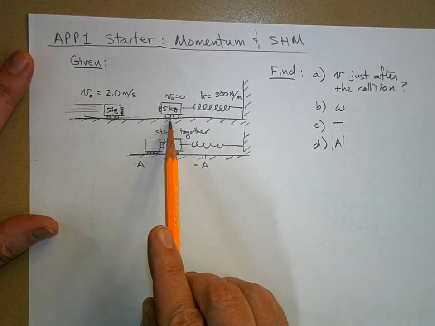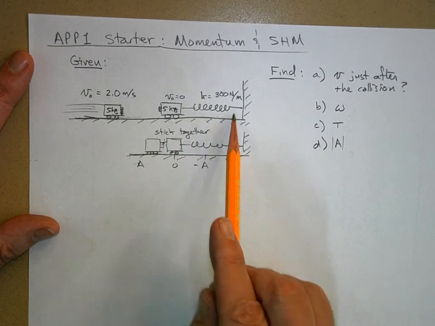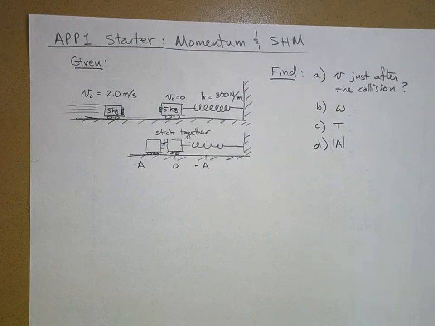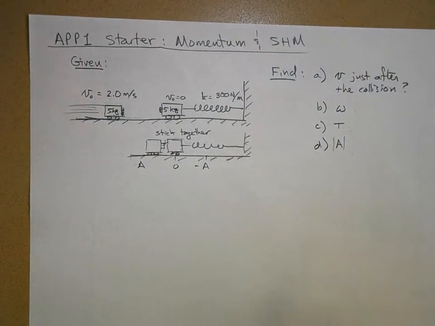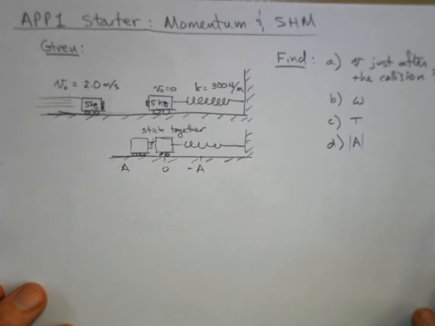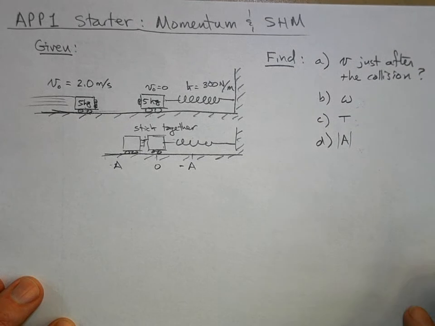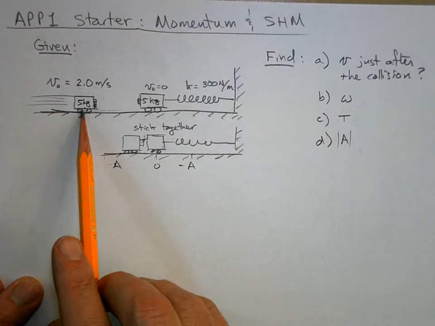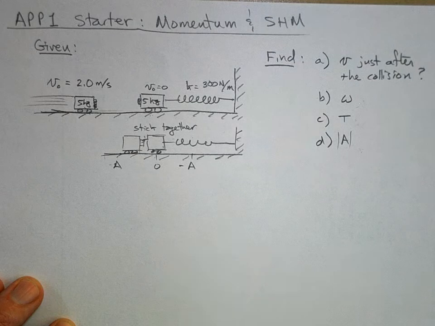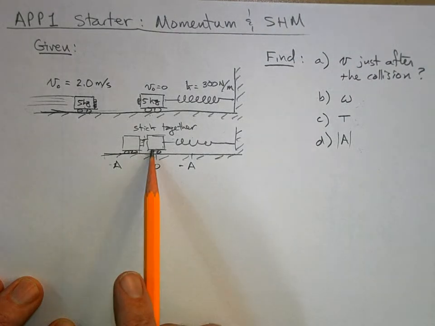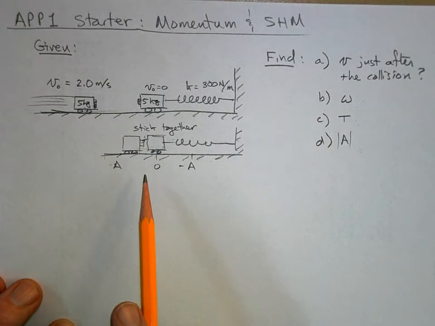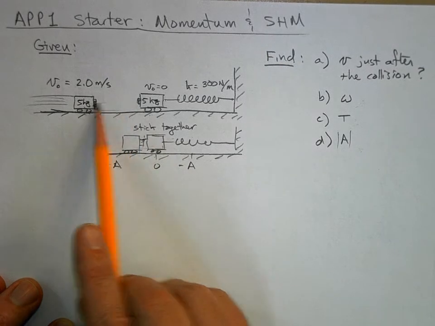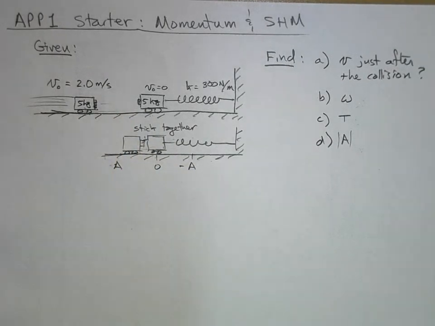We have a 5 kilogram mass here at rest attached to a spring with a spring constant of 300 newtons per meter. And this other cart, it's also 5 kilograms. It's coming towards it at 2 meters per second. And they collide. And when they collide, they stick together. So there's little magnets. It could be Velcro or magnets or something. So they're going to stick together and then oscillate like a simple harmonic oscillator after they stick together.